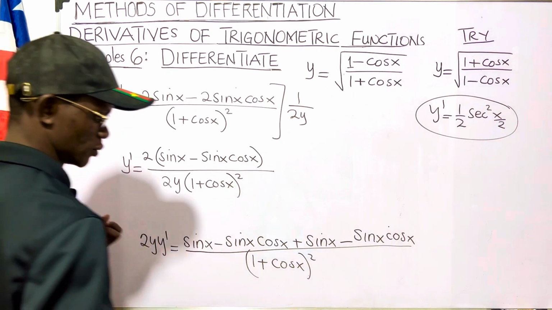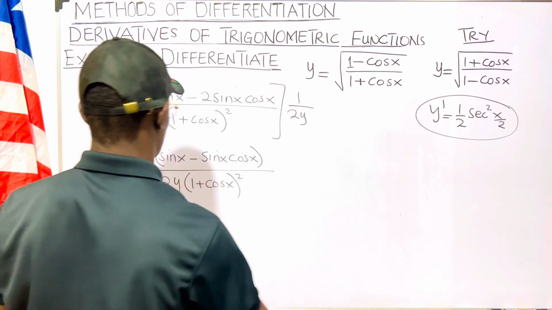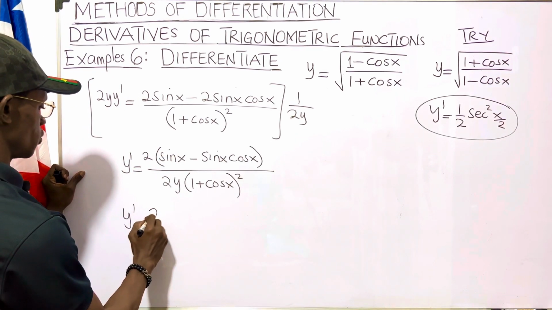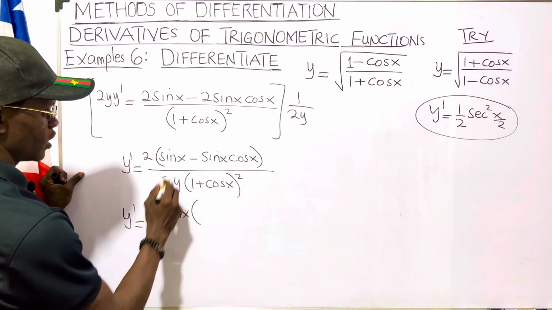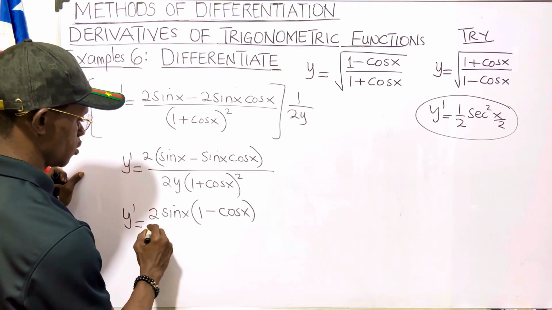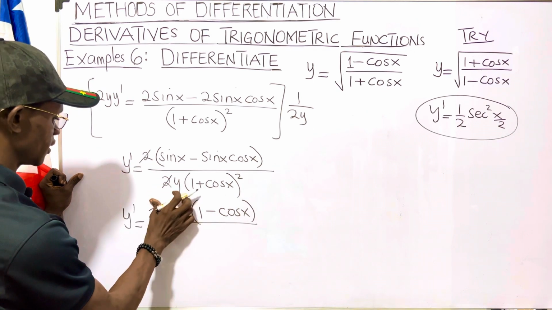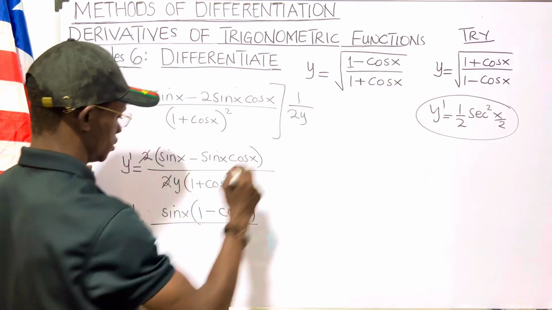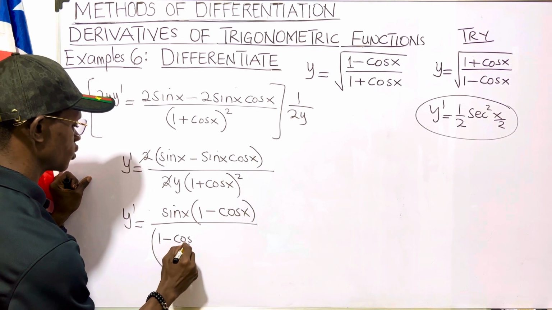So there is something common in the numerator. We have 2 sine of x common, so we can bring sine of x outside. We're left with 1 minus cos of x all over. Now this 2 and this 2 can cancel. Now this y, from the beginning, y was just equal to this expression. So we can rewrite that y as the square root of 1 minus cos of x.